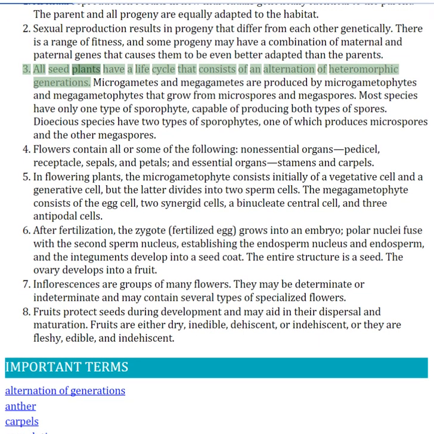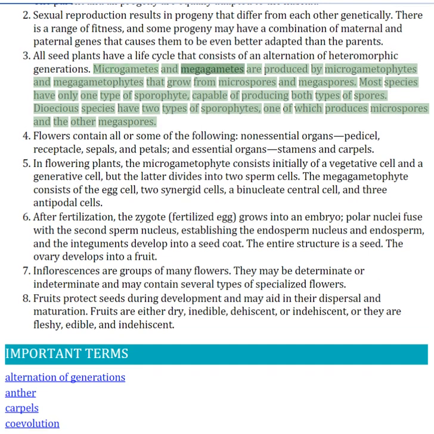3. All seed plants have a life cycle that consists of an alternation of heteromorphic generations. Microgametes and megagametes are produced by microgametophytes and megagametophytes that grow from microspores and megaspores. Most species have only one type of sporophyte, capable of producing both types of spores. Dioecious species have 2 types of sporophytes, one of which produces microspores and the other megaspores.